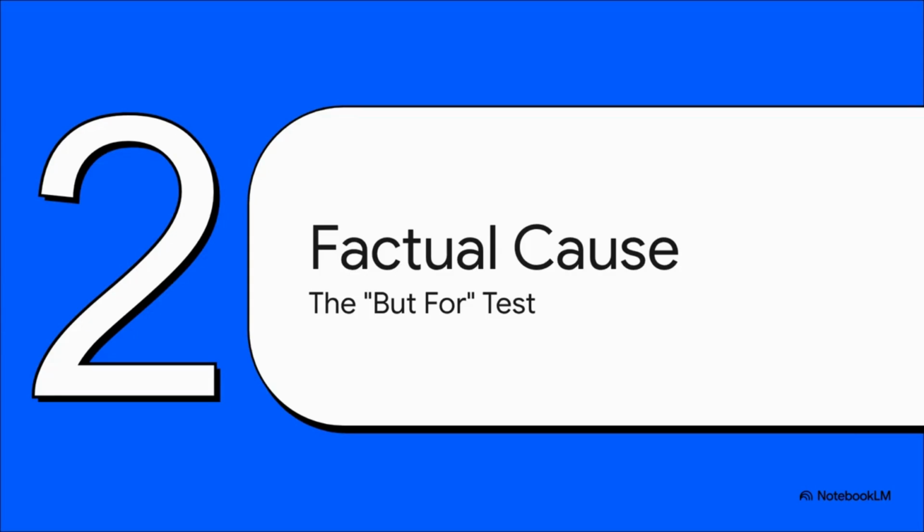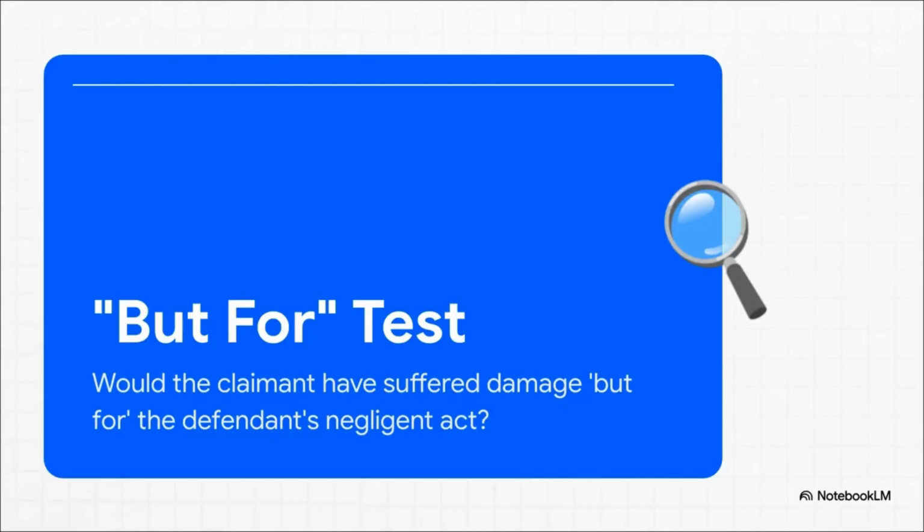Okay, let's dive into the first hurdle. This is factual causation, and the key tool we use here is something called the but-for test. It's actually a pretty simple, logical question. You just ask, but for what the defendant did, would the claimant still have suffered the harm? If the answer is yes, the harm would have happened anyway, then boom, the claim fails right there. If the answer is no, then we get to move on to the next stage.